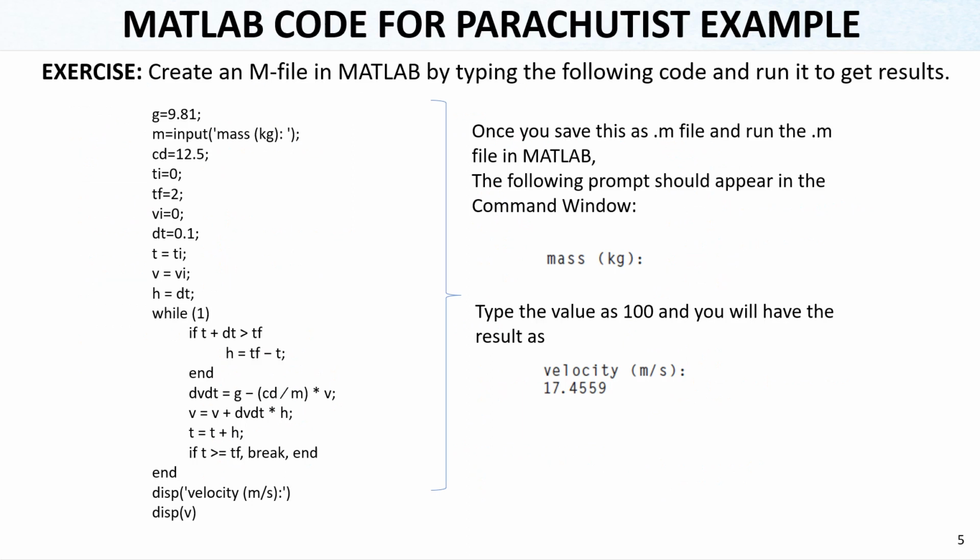So in this slide, we will use the Parachutist example and we will develop a Matlab code for it. We already developed the pseudocode for the Parachutist example in our previous slides and courses, and we can simply formulate it as an exercise here as an M file in Matlab.